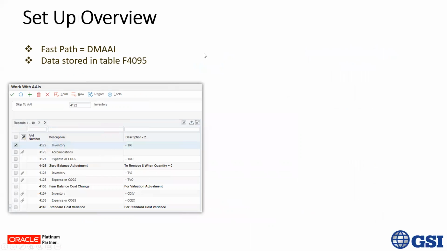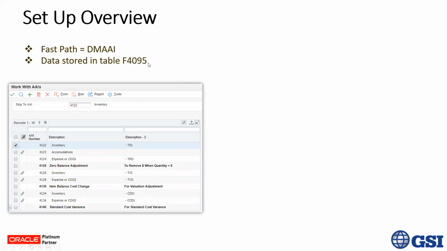Okay, so let's talk a little bit about how we set up DMAAIs. If you have the authority, and very few people have authority in a typical organization, but to get there, if you have FastPath, you can type DMAAI. The program number, I believe, is 4095. The data is stored in table F4095.